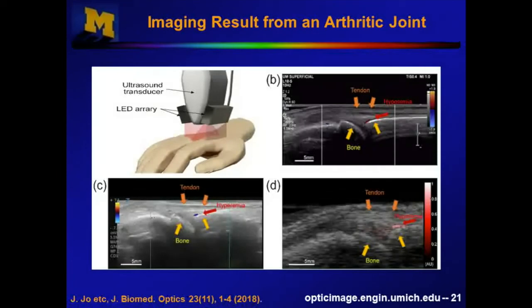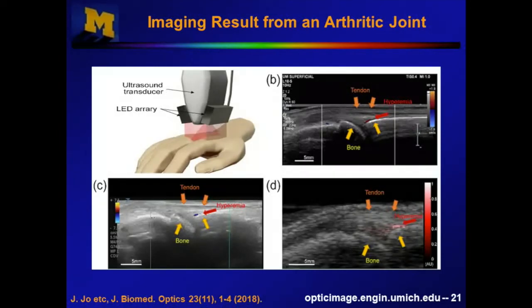So now we have been using this LED-based imaging system on arthritis patients. Here is an example result from this imaging system. The grayscale is the ultrasound image showing the tissue structures, and the pseudo color, these pinkish pixels, are from the photoacoustic images. This is an image from an arthritic joint, and as you can see, the hyperemia is presented very clearly.